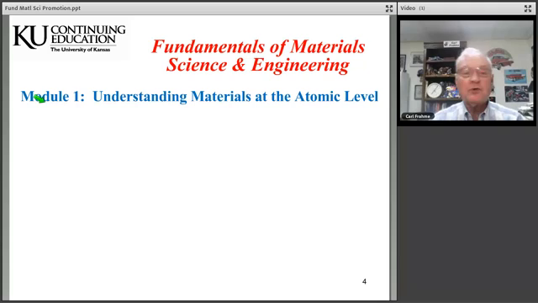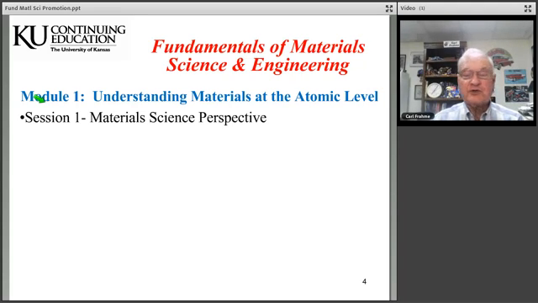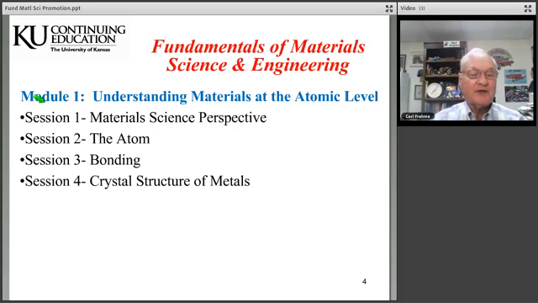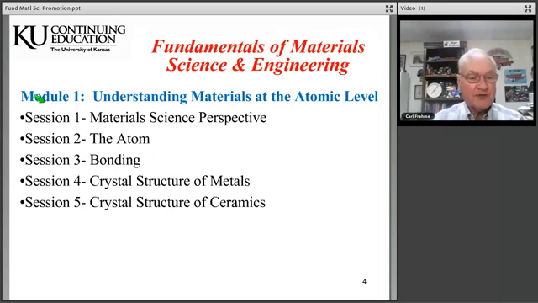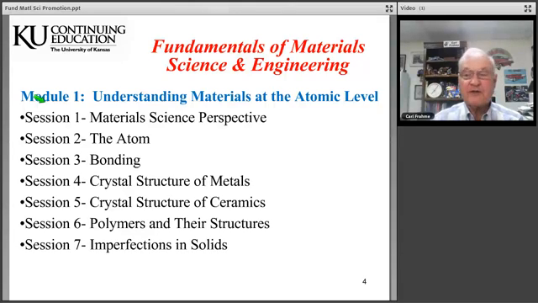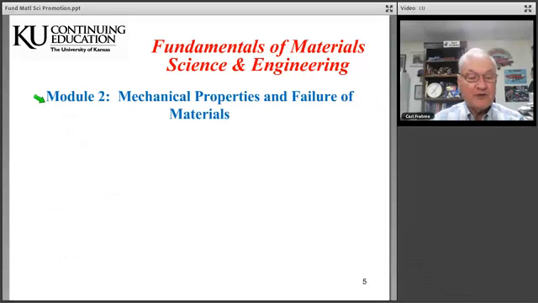I'd like to go through the modules to give you a better feel for how much depth there is here and how much breadth. Module 1 is understanding materials at the atomic level. Session 1, material science perspective. Session 2, the atom. Session 3, bonding. Once again, these are at the smallest level we can look at. Session 4 is crystal structure of metals. Session 5, crystal structure of ceramics. Session 6, polymers and their structures. Session 7, imperfections in solids. Very important topic. Session 8, diffusion.